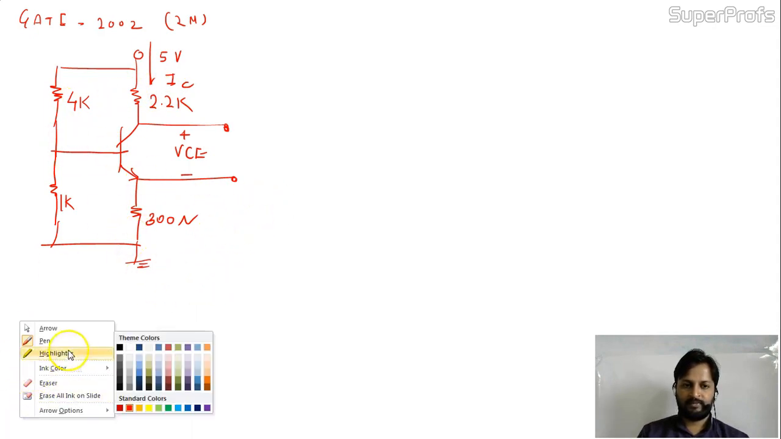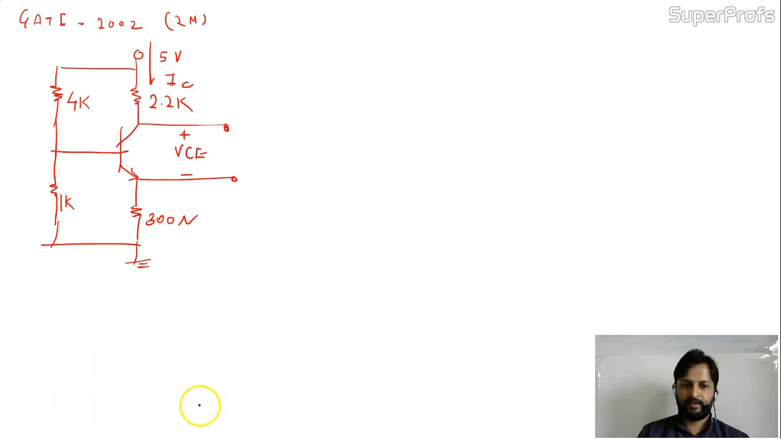Now come to the question part. What they are asking us: assume that the beta of the transistor is extremely large, very large. And VBE is 0.7, which is always given. IC and VCE in the circuit shown in the figure are what? In this circuit only two variables are of interest, and those are IC and VCE.